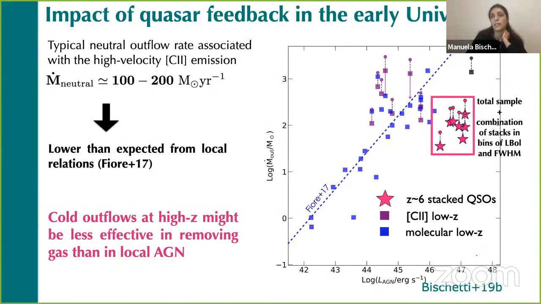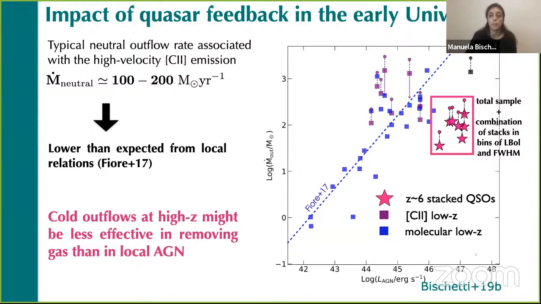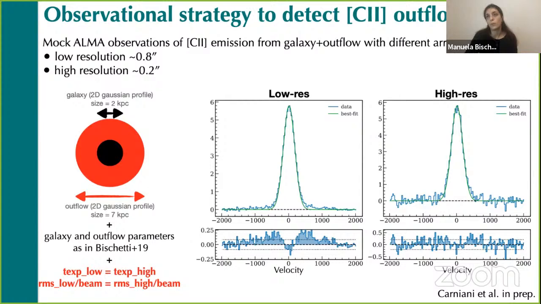We also tried to characterize the impact of these outflows, and we derived the typical neutral mass outflow rate of the order of 100-200 solar masses per year, which, as you can see from these pink stars here, are lower than what is expected from the local relation. So this may be telling us that cold outflows at high redshift might be less efficient in removing gas than in local AGN. But let me focus now on what would be a good observational strategy to detect cold outflows at redshift 6.